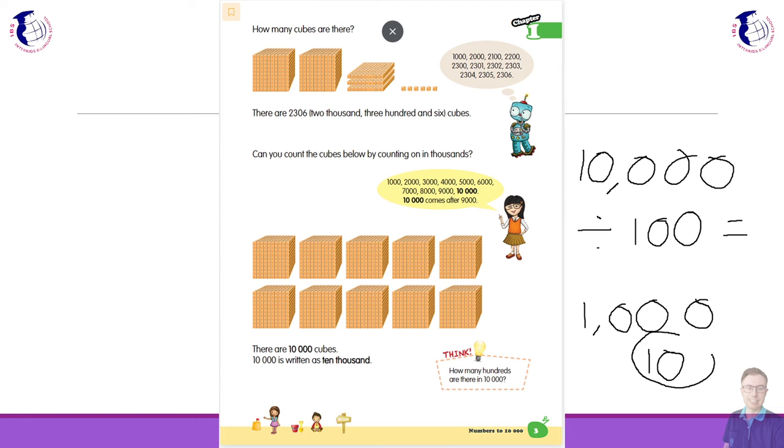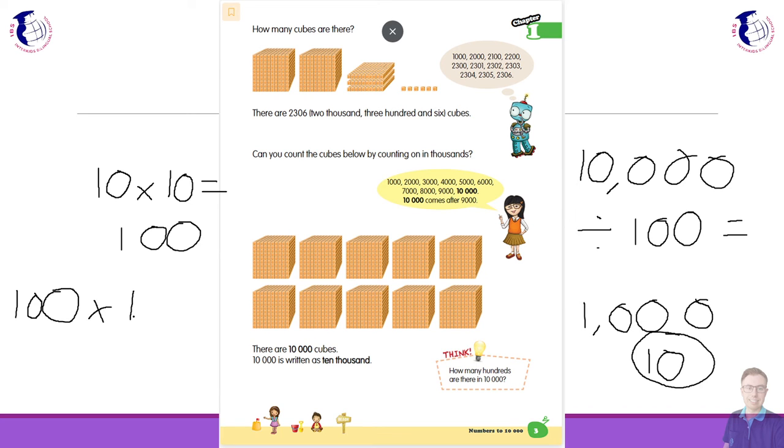So there are 10 100s in each 1,000. And we know there are 10 thousands in each 10,000. All we've got to do here is do 10 times 10. We already know that equals 100. So there are 100 hundreds in each 10,000. We can check that back by doing the multiplication.